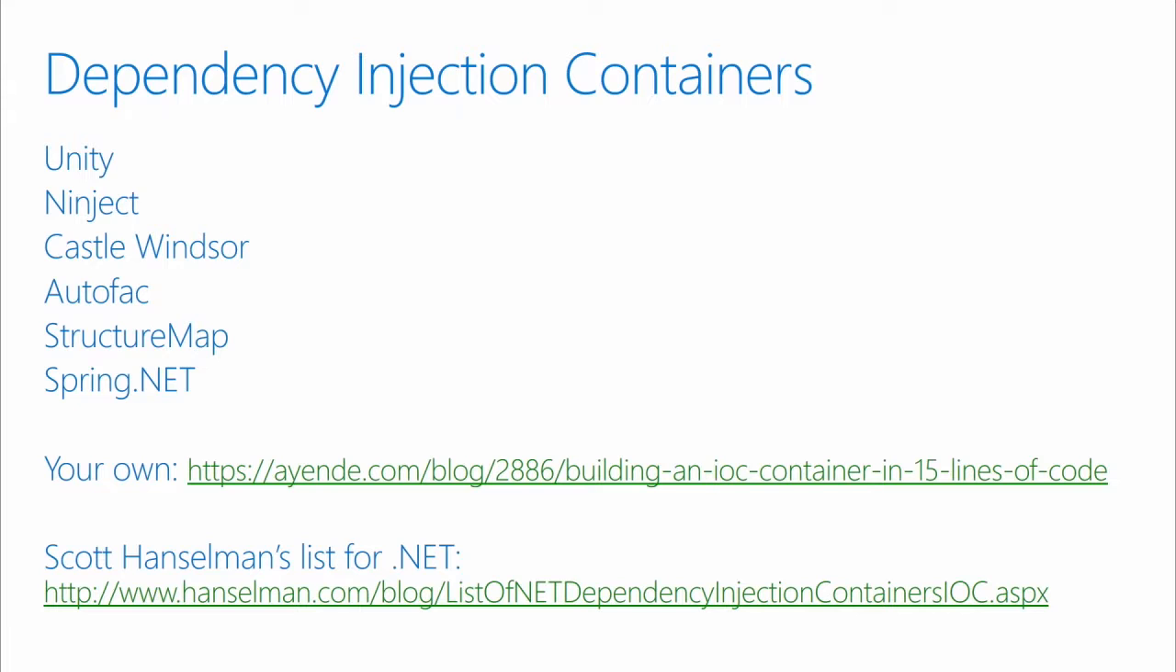And then I want to point out specifically a couple. Scott Hanselman has a great list for this down here at the bottom. But above that, a guy named Ayende Rahien has a blog post. It's from a long time ago, but it's building an IOC container. That's the inversion of control container, which is the same thing as a dependency injection container in 15 lines of code. And here's where I recommend you click on that so that you can build your own dependency injection framework. Are you going to use that dependency injection framework in production? No. But it gives you a really clear idea of how they work.